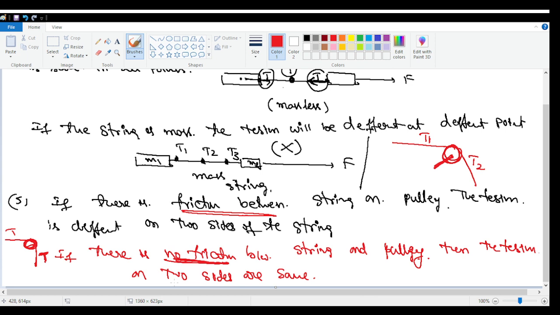కానీ ఒకటి గుర్తుపెట్టుకోండి, మనకు కాంపిటేటివ్ ఎగ్జామ్‌లో ఇన్ఎక్స్టెన్సిబుల్ స్ట్రింగ్, మాస్‌లెస్ స్ట్రింగ్, ఫ్రిక్షన్‌లెస్ పుల్లీస్ మాత్రమే మనకు ప్రాబ్లమ్స్ ఉన్నాయి. సో అంటే స్ట్రింగ్ అనేటువంటిది ఇన్ఎక్స్టెన్సిబుల్ సాగదనమాట. రెండోది వచ్చేసి స్ట్రింగ్ అనేది మాస్‌లెస్ అనమాట. మూడోది వచ్చేసి పుల్లీకి స్ట్రింగ్‌కి మధ్య ఫ్రిక్షన్ అనేది ఎప్పటికీ ఉండదు. సో కాబట్టి మనము 2 సైడ్లు ఒకే టెన్షన్ ఉంటుంది. ఉన్నటువంటి టెన్షన్ కూడా త్రూ అవుట్ ద స్ట్రింగ్ సేమ్ వాల్యూ కలిగి ఉంటుంది. ఇది ఒక్కటి గుర్తుపెట్టుకోవాలి. But sometimes they may ask the questions, కాంపిటేటివ్ ఎగ్జామ్‌లో అడుగుతారు కాబట్టి మనం ఇది చెప్పుకుంటున్నాం అనమాట.